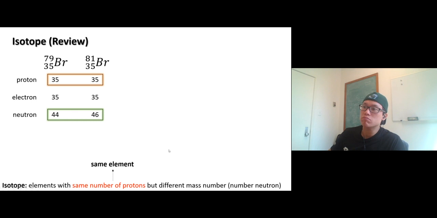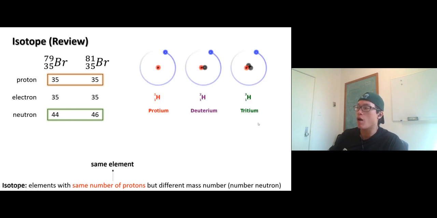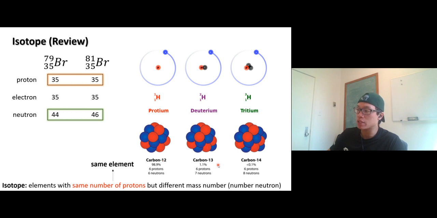Another common isotope set is protium, deuterium, tritium. All of them are hydrogen, so the number of protons is going to be 1, right? If you remember, if you change the number of protons, you change the element. The only difference is the number of neutrons: 0 neutrons, 1 neutron, and 2 neutrons in tritium. For carbon, we have carbon 12, carbon 13, carbon 14. All of them have 6 protons, but the only difference is the number of neutrons: 6 neutrons, 7 neutrons, and 8 neutrons.